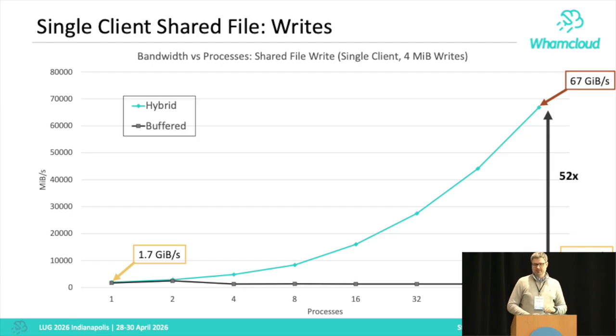So for shared files, we still only are at a single client, but here we're now scaling the processes. We're fixing 4 megabyte writes, and that means for hybrid I/O, we always use direct I/O because it's above that specific threshold of 2 megabytes. What you see is that buffered I/O doesn't scale at all. You end up at 128 processes with less performance than you had with one. And if you use hybrid, it's 52 times faster. So this is really exciting.